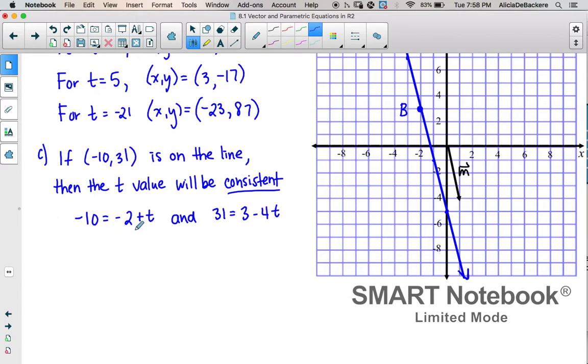And then I'm going to solve for t. So here I'm just moving the -2 over and adding it, so I get -8 equals t. I should get -8 over here if the point's on the line. So bringing the 3 over, I get 28 equals negative 4t, and when I divide out that negative 4, I get negative 7. And I got two different t values, and so therefore the point, this was called point Q, is not on the line.